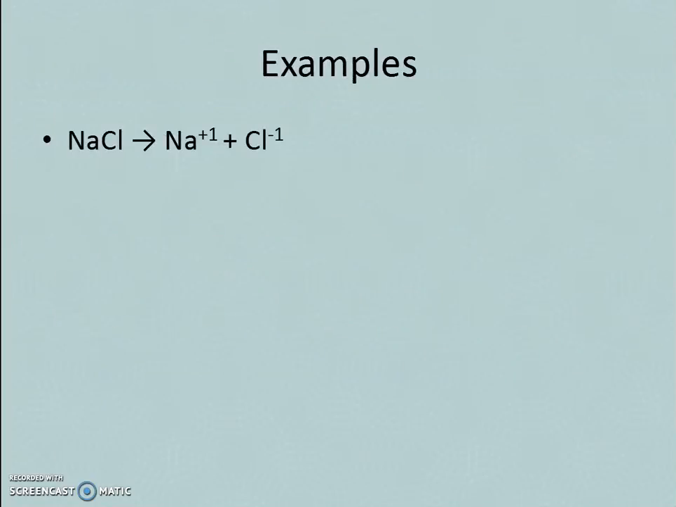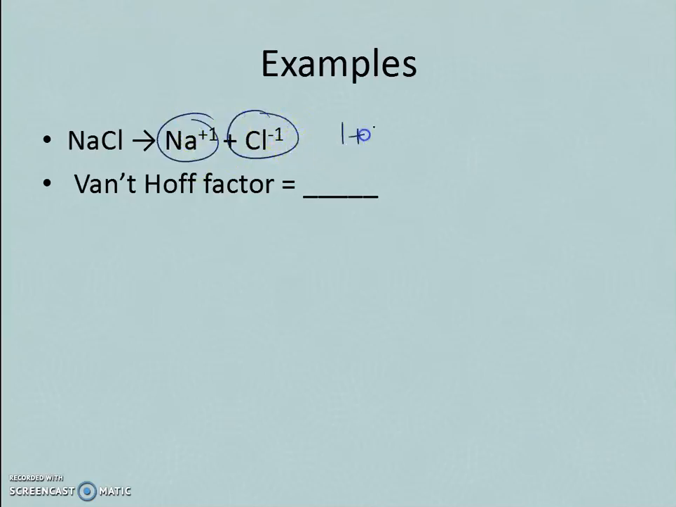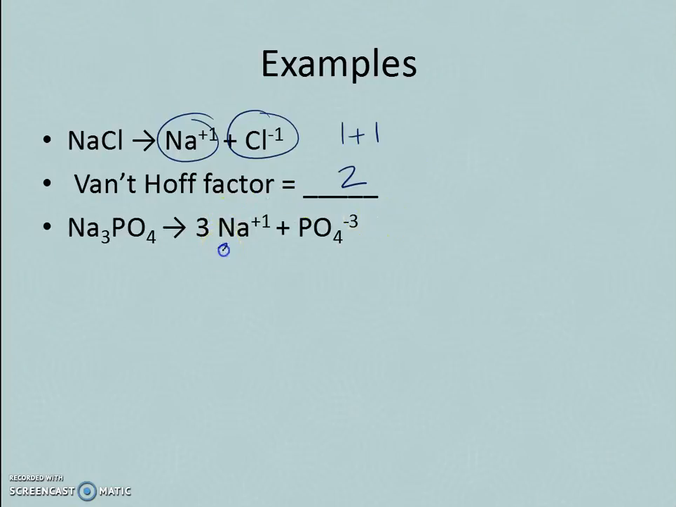Well, that means that sodium chloride will break apart into Na and Cl, so our Van't Hoff factor would be 1 Na plus 1 Cl. 1 plus 1 is 2. Well, that's so easy. I know, right? Let's do another one. What if we have Na3PO4? Well, we end up with 3 Na plus 1 PO4, so our Van't Hoff factor would be 4. Hopefully you got that. If you didn't, just let me know when you get to class and we'll go through it again.